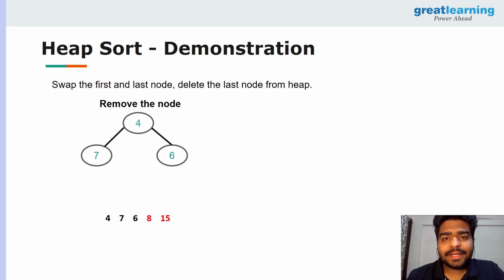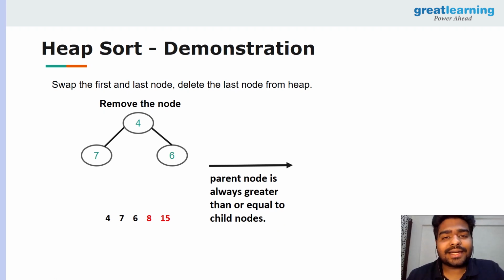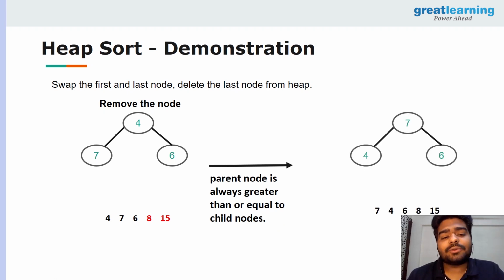What next? Obviously we have to repeat this same process, right? So you can see that it is not a max heap again. We need to convert this into max heap. Now you guys must be knowing what should be the next step. I don't have to tell that, right? So parent node is always greater than or equal to child node. So we have to swap that. 4 and 7 is swapped. Now is it a perfect max heap? Yes, you are right. It is a perfect max heap. You can see 7, 4 and 6. 7 is the parent node which is greater than 4 and 6.